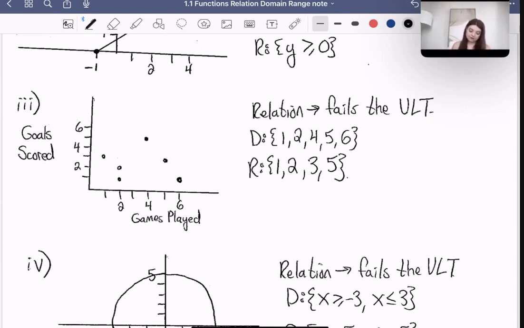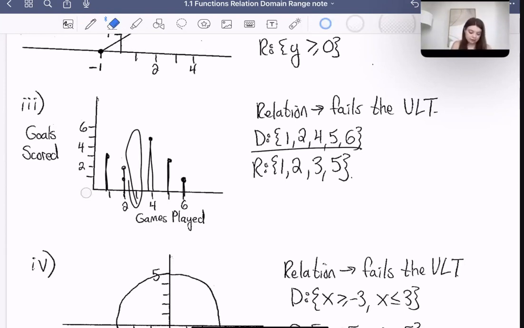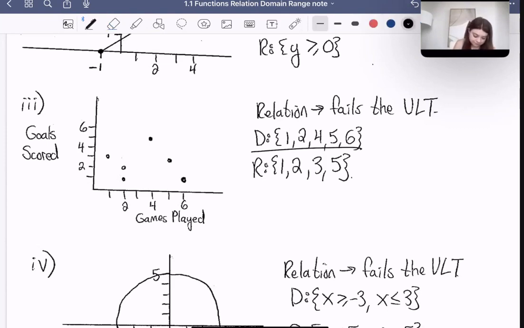Okay. As for our domain and range, domain is just all the possible x values, right? So we have 1 is possible for the domain, as is 2, as is 4, as is 5, and as is 6. Looks like nobody played 3 games, so 3 was left out of the domain. And then for range, looks like the range could be 1, 2, 3, and looks like nothing for 4 and 5. So there we go.